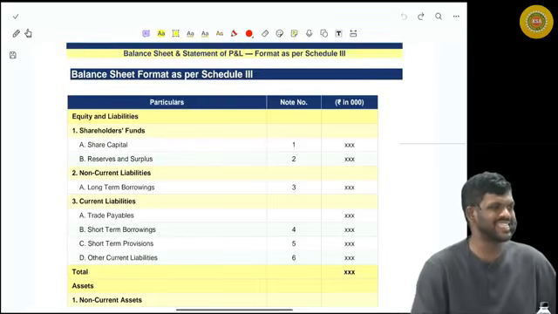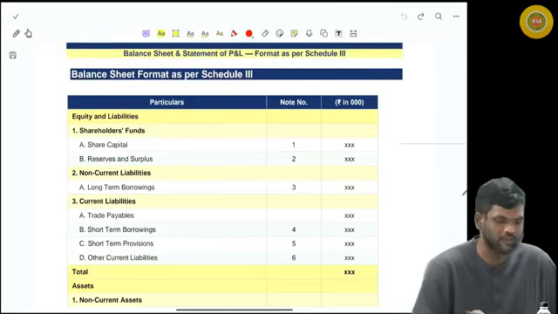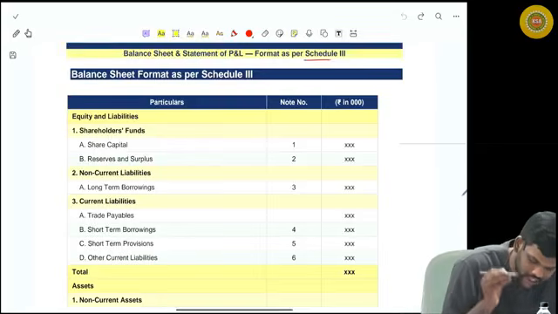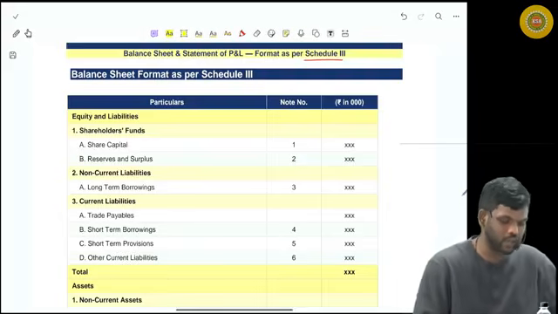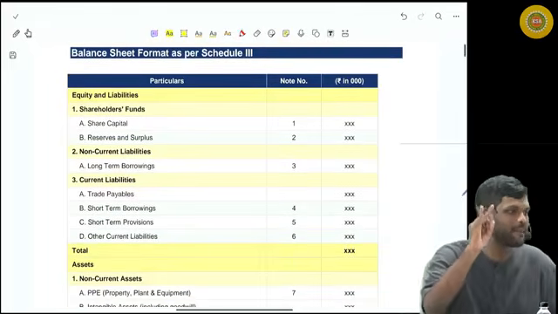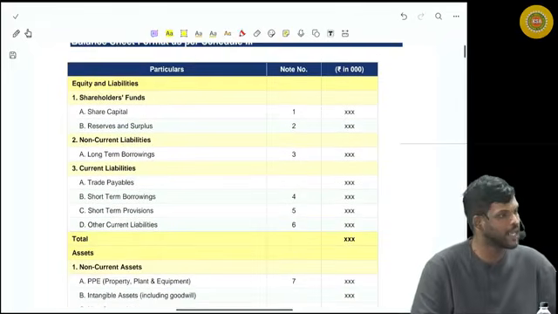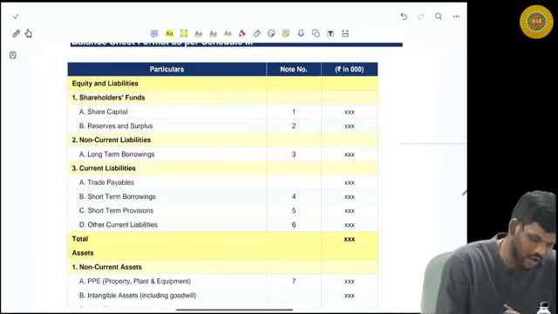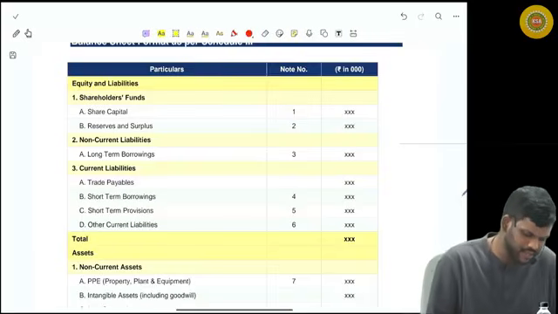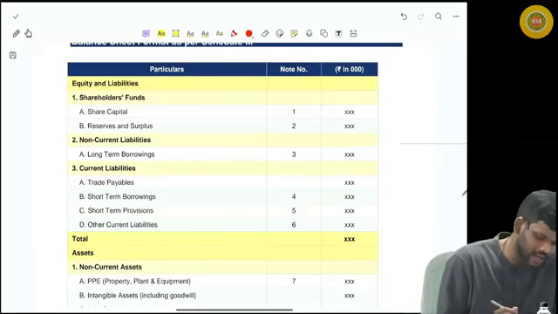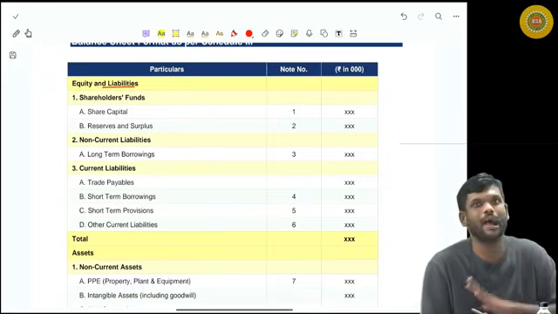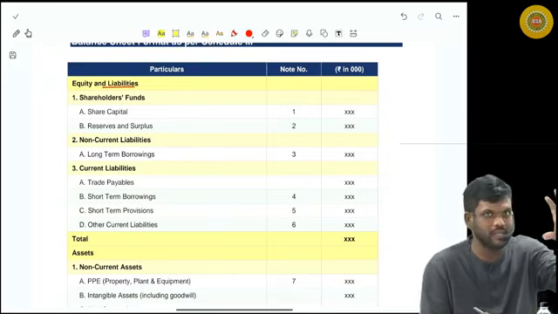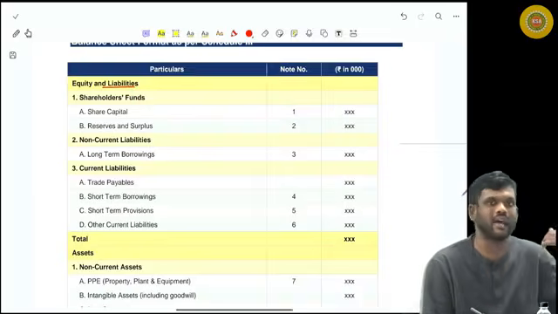But the only thing is, since it is a company, we have to follow a specific format which is given in our Schedule 3. So let's quickly go through this format in detail. We'll be going through the balance sheet, P&L, as well as what should come in notes to accounts. First, in the balance sheet, we will start with equity and liabilities. Always under Schedule 3 Ind AS balance sheet, it will be first equity, then liabilities, and then only assets will come.